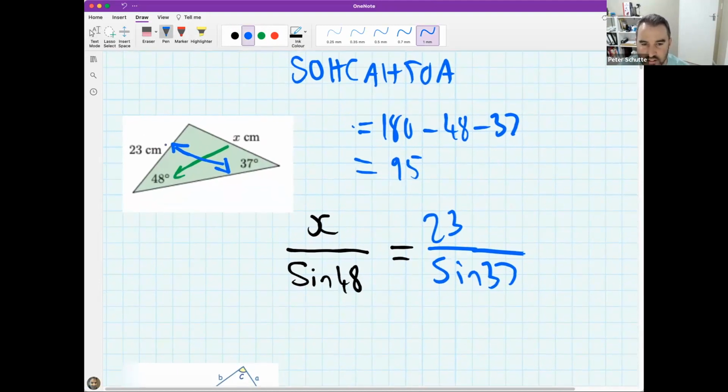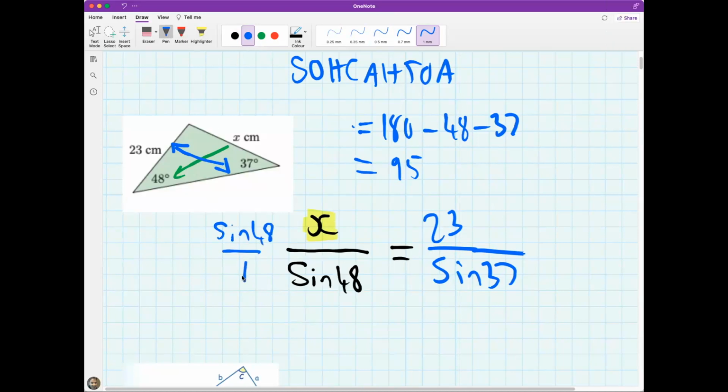So a side divided by the sine of an angle opposite is equal to a side divided by the sine of the angle opposite that. Now, what do you think I'm going to do to get x all by itself using this idea so far? Because normally when we solve equations, how would we get that x by itself? Yeah, I think cross multiply. And so we'll cross multiply, in this case, by the sine of 48 over 1.